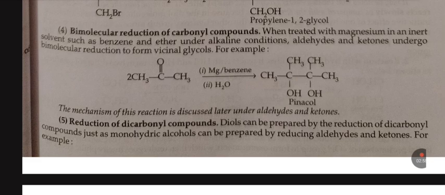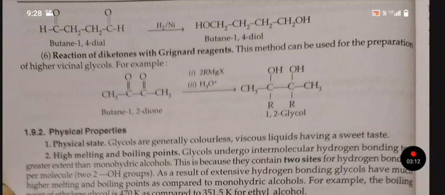Fifth, reduction of dicarbonyl compound. Diols can also be prepared by the reduction of dicarbonyl compounds, just as monohydric alcohol can be prepared by reducing aldehydes and ketones. For example, butane 1,2-diol in the presence of H2 nickel, we will get butane 1,4-diol. Reaction of diketone with Grignard reagent. This method can be used for the preparation of higher vicinal glycol. For example, butane 1,2-diol in the presence of 2-RMgX and H3O positive, we will get 1,2-glycol.